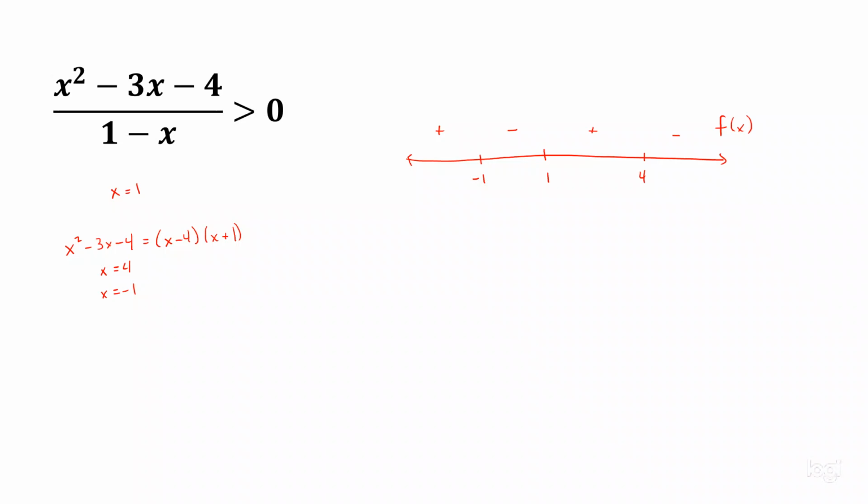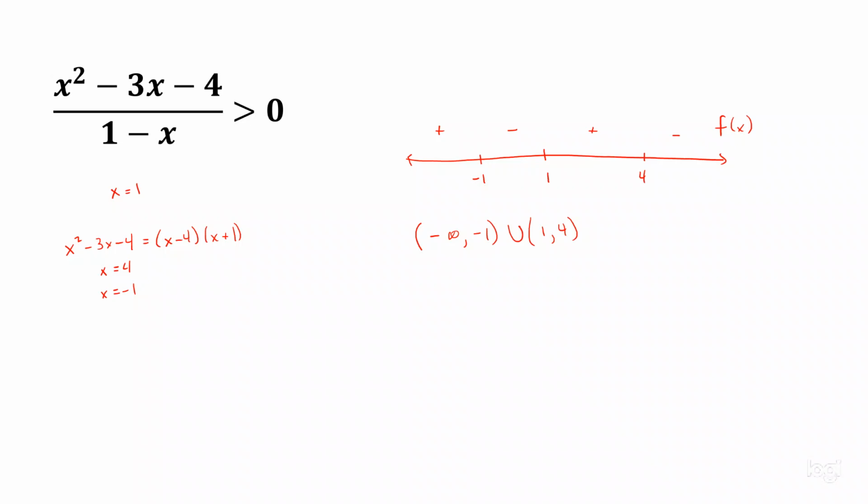Now we are interested in when this function is greater than 0, not equal to 0, so we're not interested in the boundary points. So this inequality is going to be satisfied from negative infinity to negative 1, union 1 to 4.